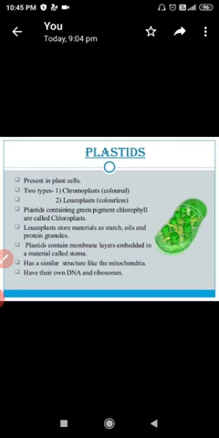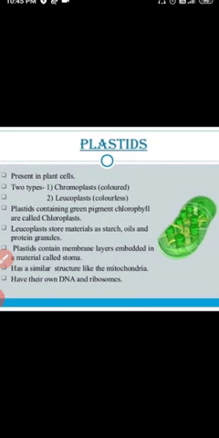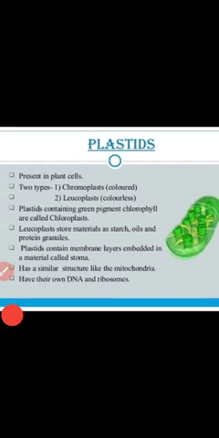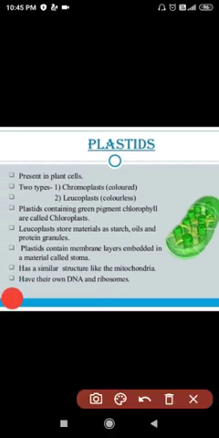Okay, now come to the types. So plastids are of two types, chromoplast and leucoplast. Chromo means color. So as you are seeing here, in these types, one is the chromoplast, which means the colorful one. Another is called leucoplast, the colorless one.